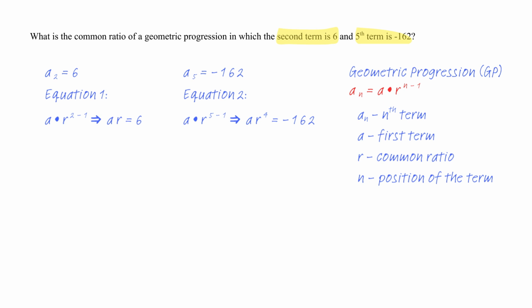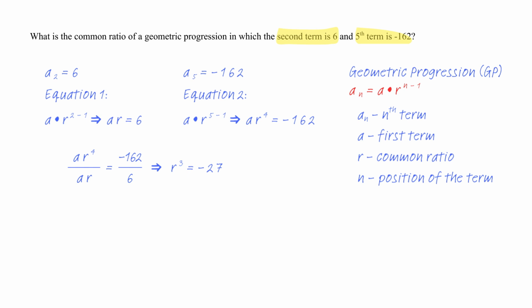Let's solve for r. The easiest way to get rid of the first term a and find r is to divide the equation for the larger term by the equation for the smaller term. Notice that the a on top and bottom cancel each other out. For the r terms, we subtract the exponents, 4 minus 1 equals 3. So now we have r cubed equals negative 27.